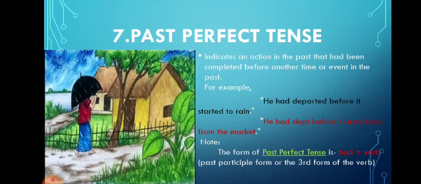He had departed before it started to rain. He had departed. When had he departed? He had departed before. When? Before it started to rain. That means he departed before the rain started.